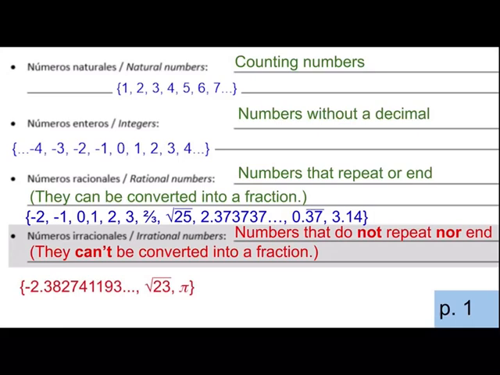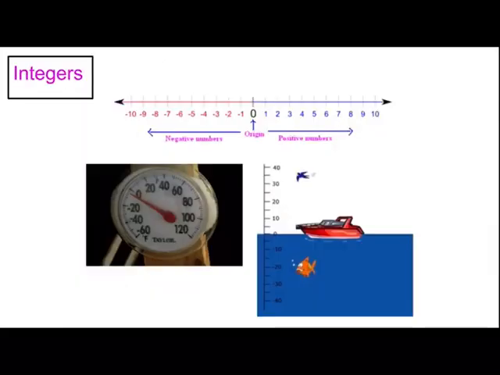Integers. Here are some real-world examples of integers. We have temperature, which can be positive or negative. If it's positive, it's hot. Positive 120 is really hot. If it's negative 60, that's very cold.